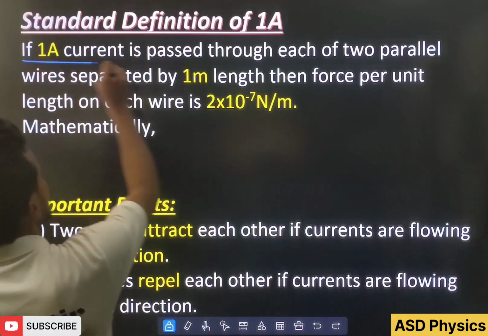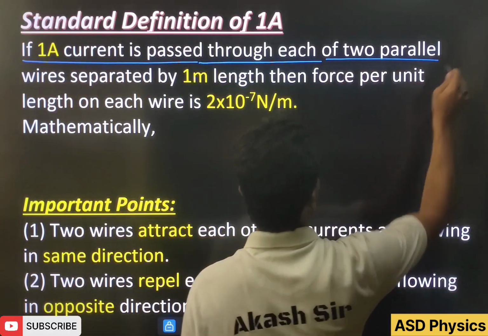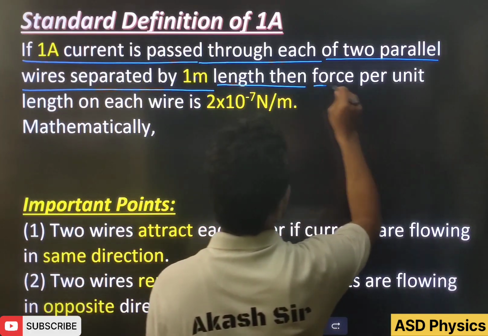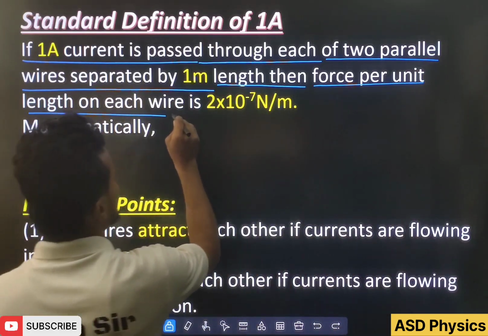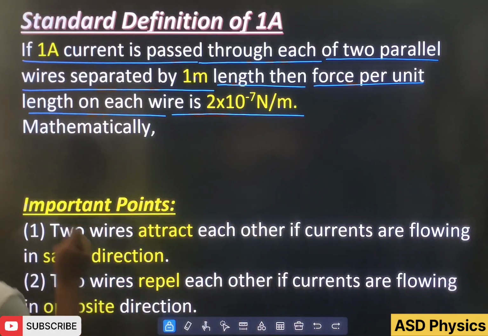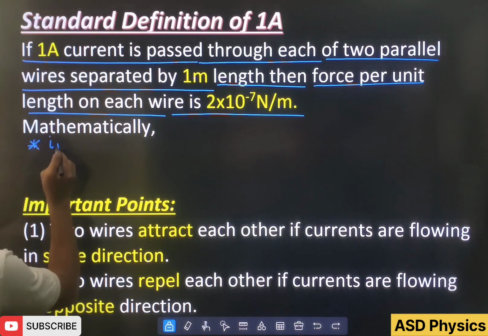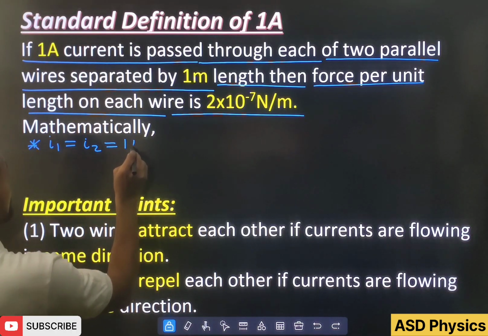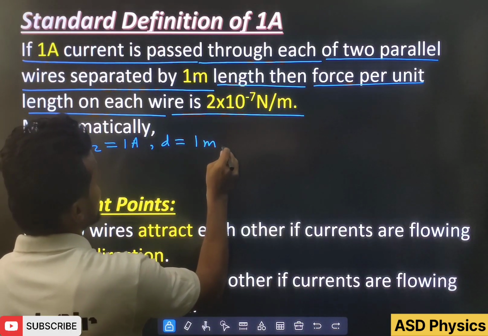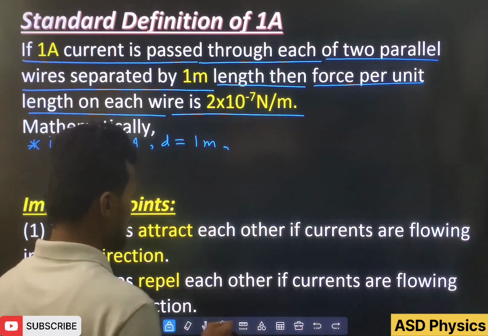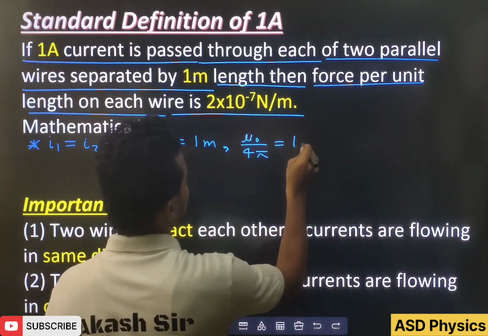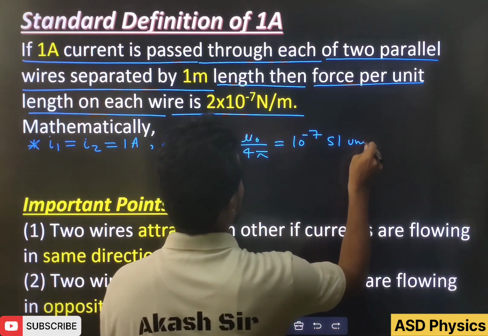Next one, standard definition of 1 ampere. If 1 ampere current is passed through each of two parallel wires separated by 1 meter length, then the force per unit length on each wire is how much? 2 into 10 to the power minus 7 Newton per meter. Mathematically, I1 equal to I2 is 1 ampere, the distance between the wires is 1 meter, and these wires are placed in air or vacuum. When they are in vacuum or air, mu naught by 4 pi value is 10 to the power minus 7 SI unit.